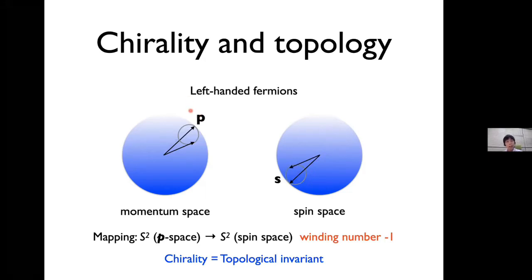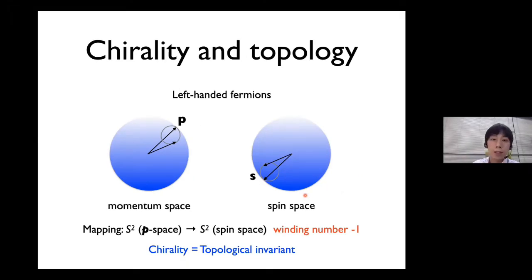For left-handed fermions, on the other hand, by definition of left-handedness, the direction of momentum is always opposite to the direction of spin. So if the endpoint of the momentum vector covers the sphere in momentum space, then it follows that the endpoint of the spin vector also covers the sphere in spin space, but in an opposite way. In this case, there is a non-trivial mapping from a sphere in momentum space to a sphere in spin space, but the winding number is minus one. And in this way, we can understand that chirality can be understood as a kind of topological invariant. So this is a point.